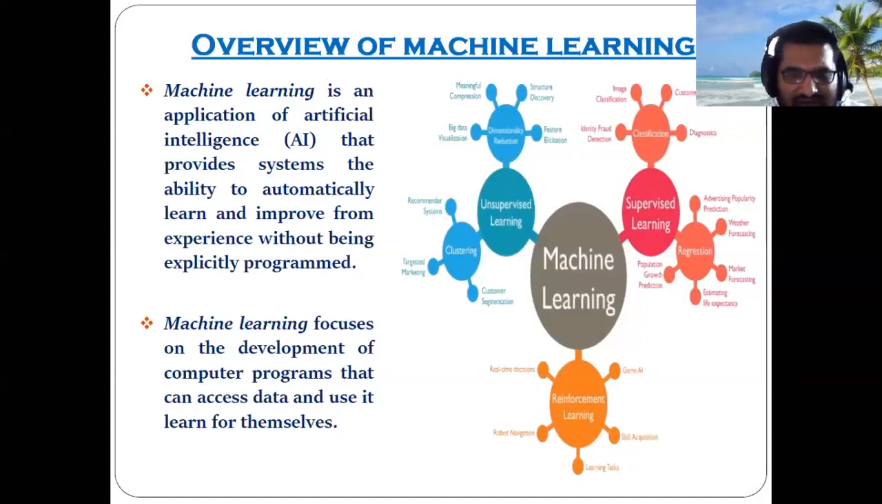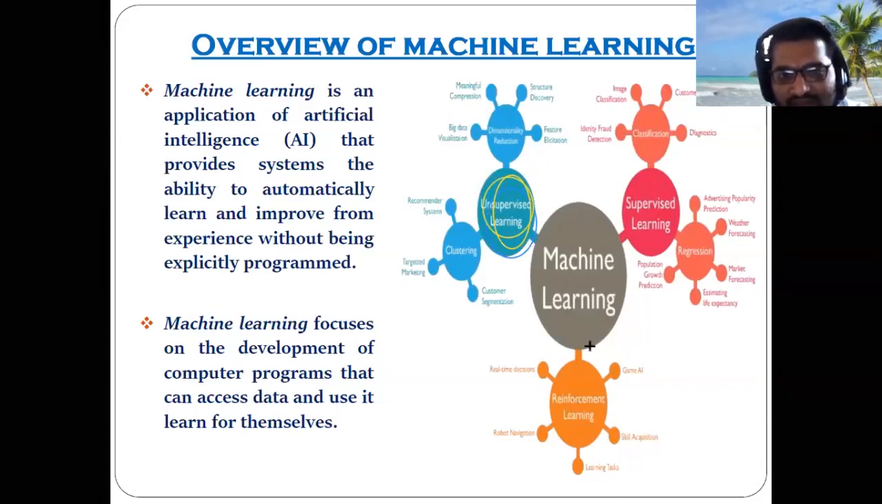So, there are different kinds of machine learning algorithms. Can you see this figure? There are various kinds of machine learning algorithms, and out of those we are just going to see some of the basic ones. Here I'm marking this one as unsupervised learning. Can you see the mark? And the second important one is supervised learning.